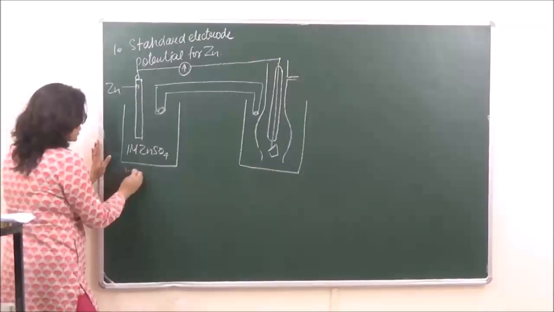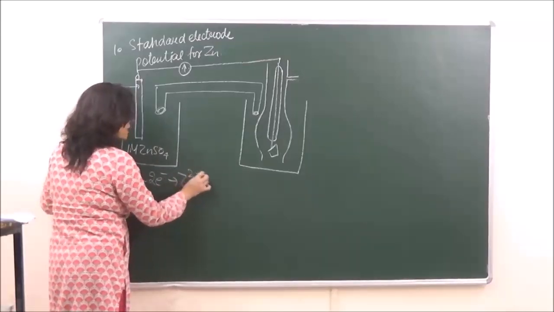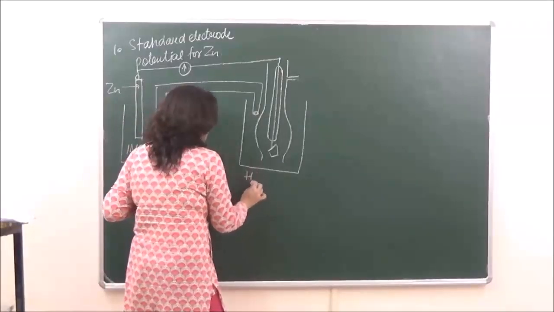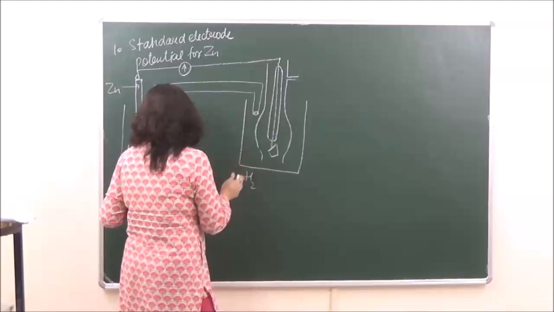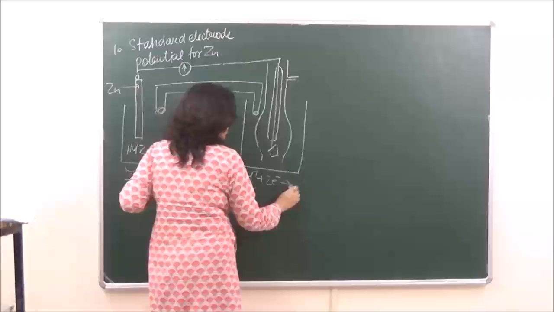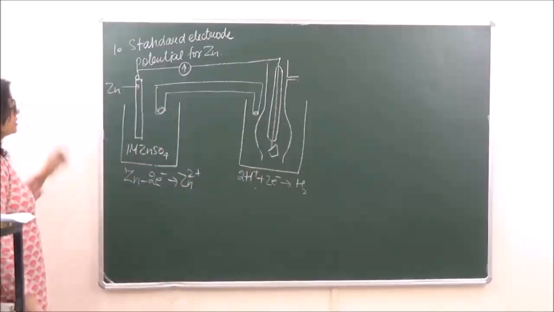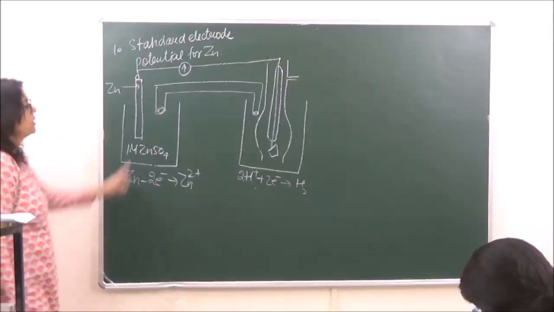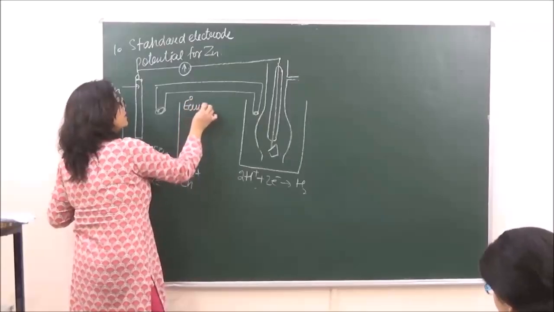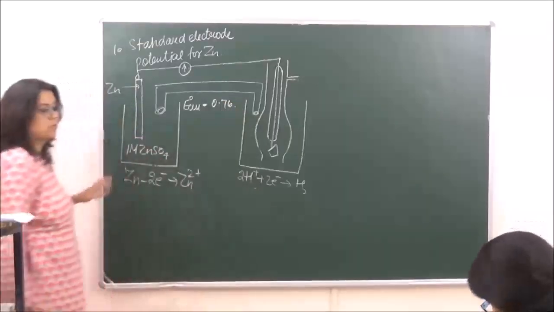So when we are looking at this, this is being taken as the anode, where oxidation is going to take place: Zn minus 2 electrons to give us Zn2 positive. And this is behaving as a cathode, so we have H2. Reduction is going to take place over here: 2H positive plus 2 electrons to give H2. When the cell becomes operational, it is seen that E0 cell, the value on the voltmeter, comes to 0.76.